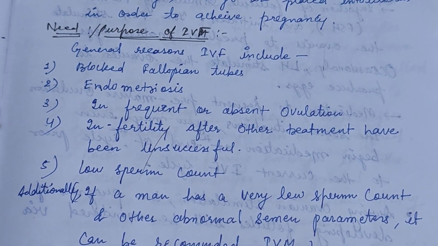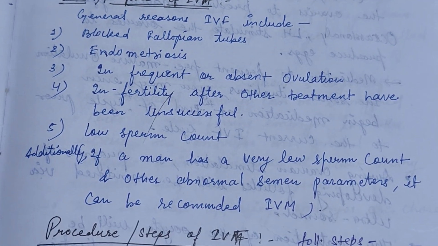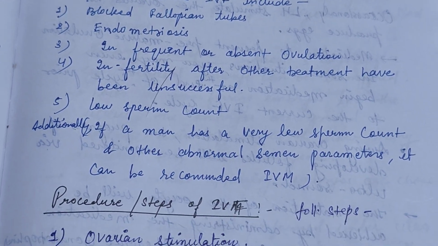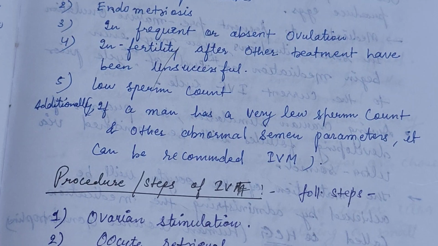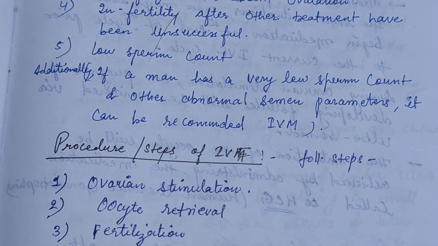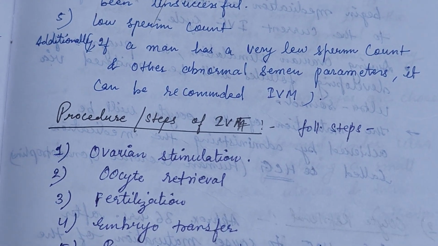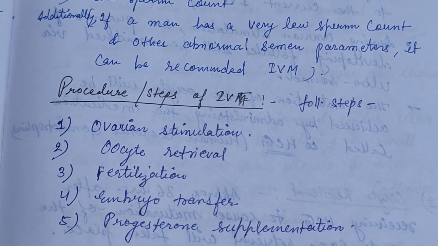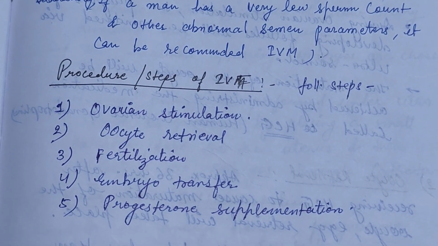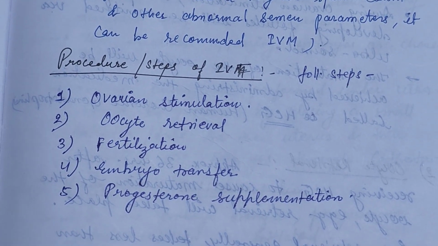The indications for IVF include blocked fallopian tubes or oviducts, endometriosis, infrequent or absent ovulation, infertility after other treatments have been unsuccessful, and low sperm count. Additionally, if a man has a very low sperm count and other abnormal semen parameters, IVM, known as in vitro maturation, can be recommended.